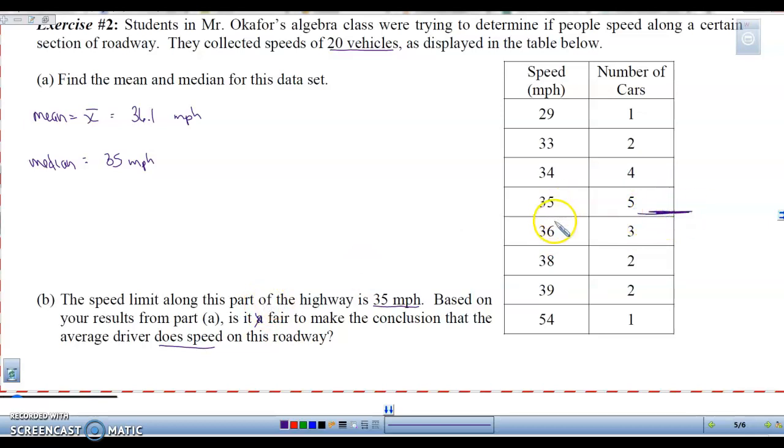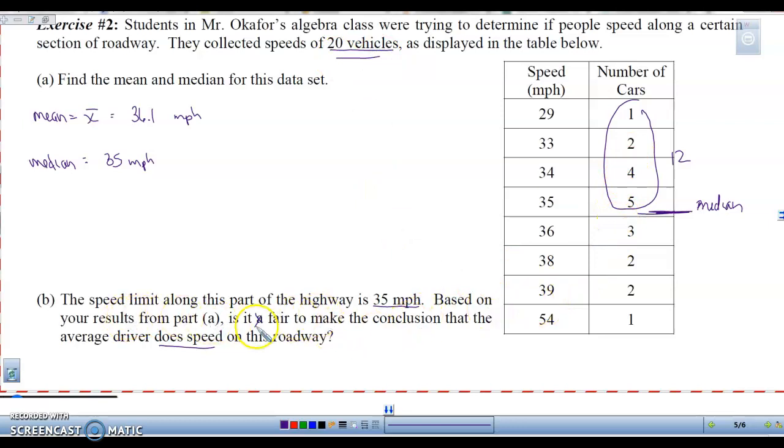Okay, there's the median, and 35 or less would be not speeding. So the median would be here. Okay, so this is a total of 1, 2, 3, 7. This is going to be 12 of them are going less than 35. How many are in the data set? It would be 20 in the data set. So that's more than half of them are going 35 or less.